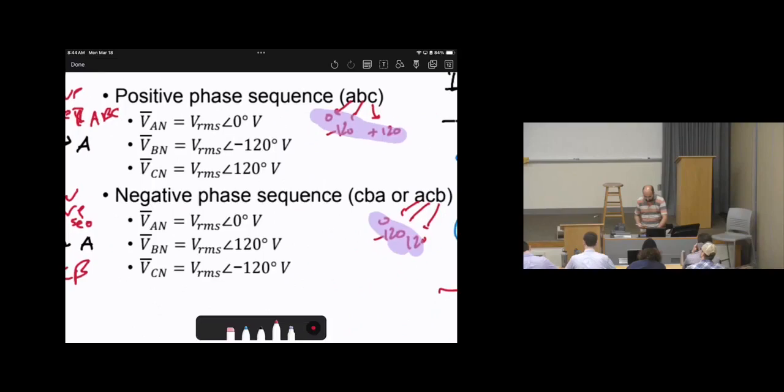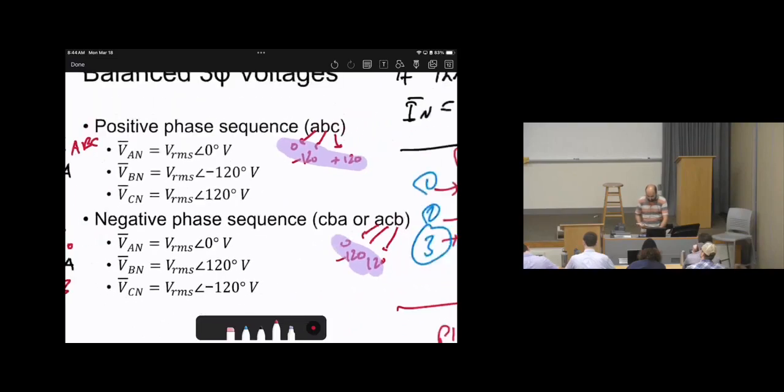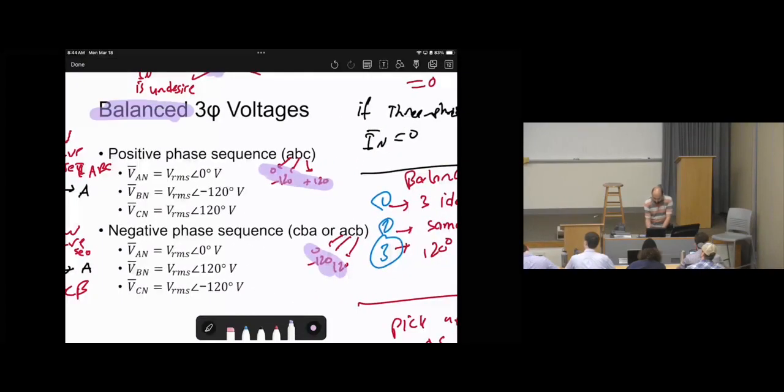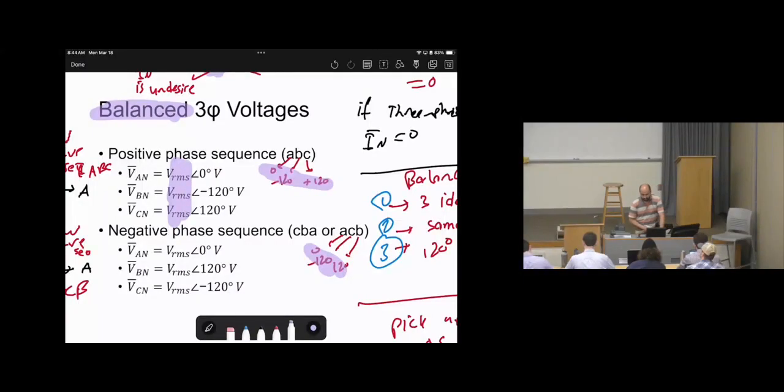Now, how can we find the analysis? If it is balanced, and this happens if and only if balanced, then you will see all of them sharing the same magnitude. For positive sequence, you see the angles 0, negative 120, positive 120. For negative sequence, 0, positive 120, negative 120. Okay? Does this make sense? Just keep in mind, it is for a balanced system.